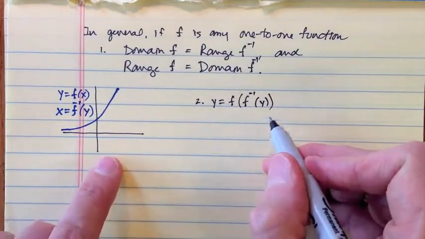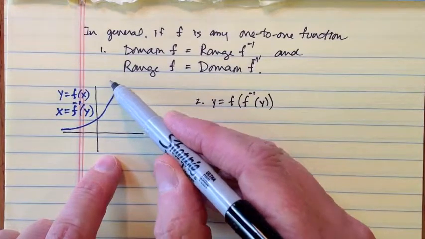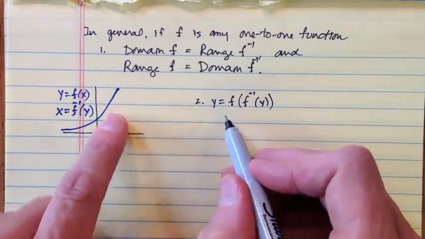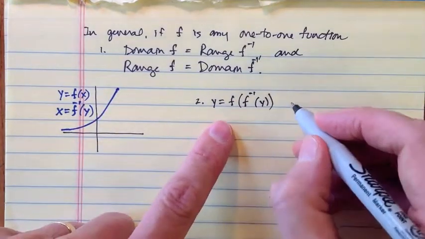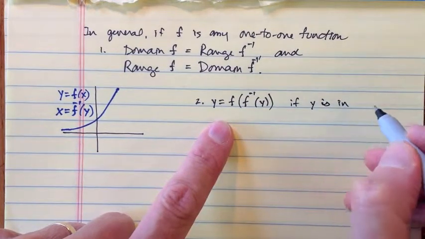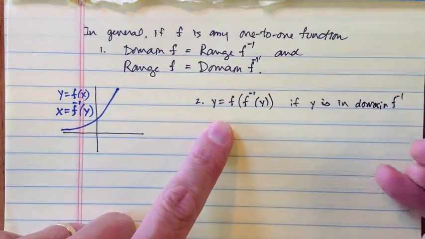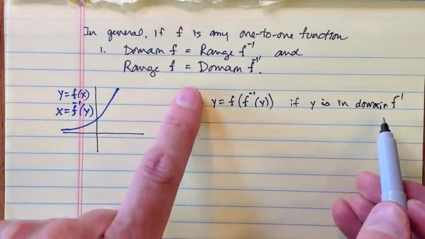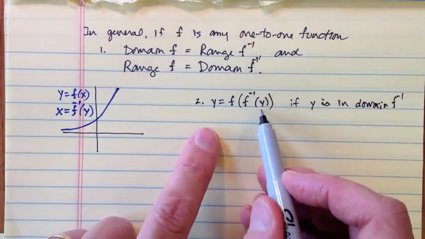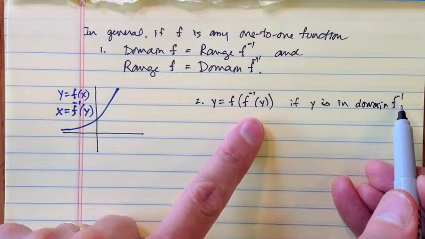Of course, that's not true for all y. Look, this looks like the range of this function. The y values in this function stop at some number up here. If I tried this for some y value up here, this wouldn't be true. This is true as long as y is one of the y values along this curve. So I'll say that's true if y is in the domain of f inverse, or simultaneously the range of f. They're the same thing. So f of f inverse of y equals y as long as y is in the domain of f inverse or the range of f.